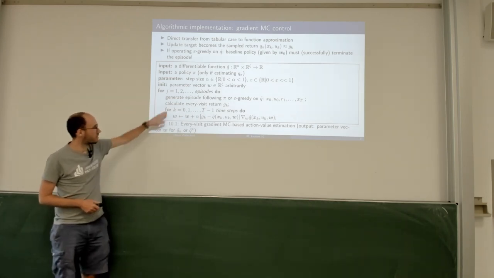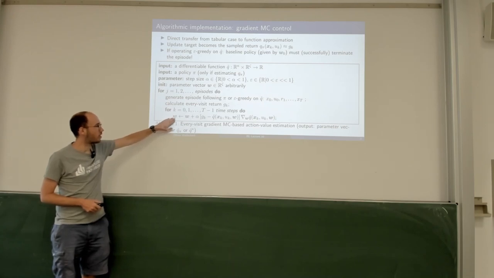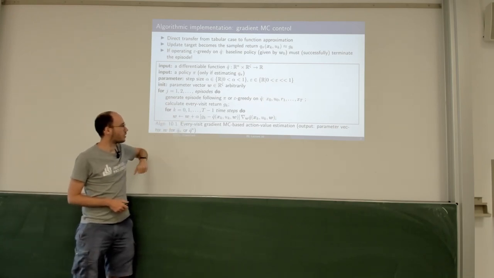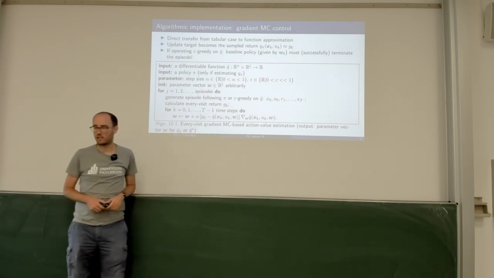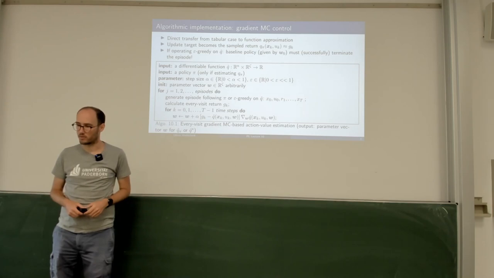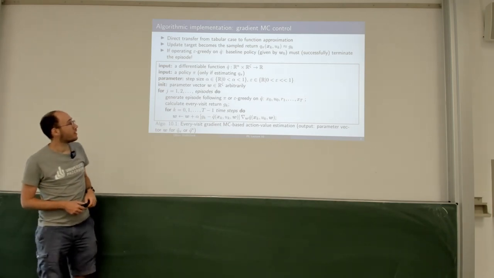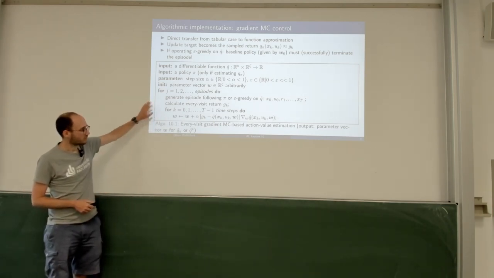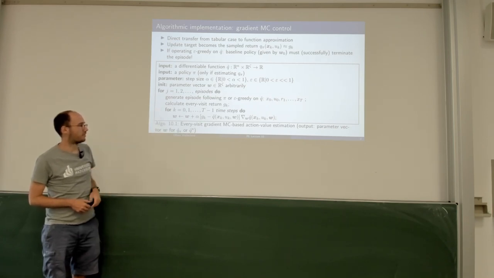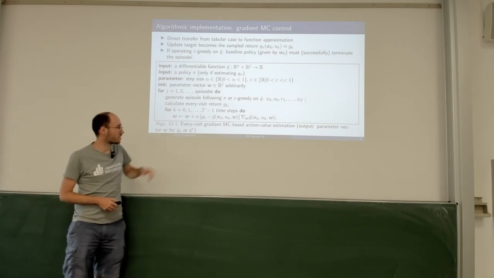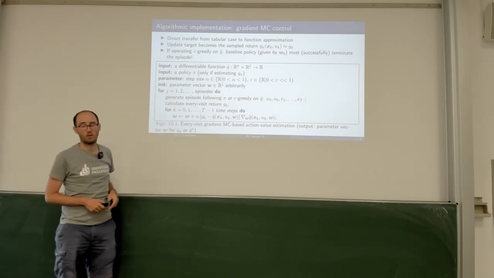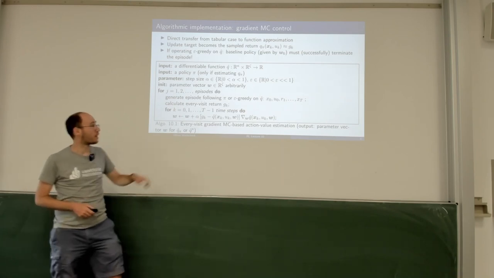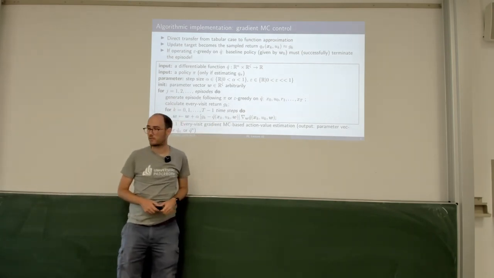Second difference, of course, is that now the parameter set, which we update here via the semi-gradient approach, leads to state action values and not anymore the state values from last week. However, except for these two little changes, this is basically more or less the same algorithm as the every-visit gradient Monte Carlo based estimation scheme from last week, which we can now also utilize for control by plugging in the epsilon greedy exploration method.